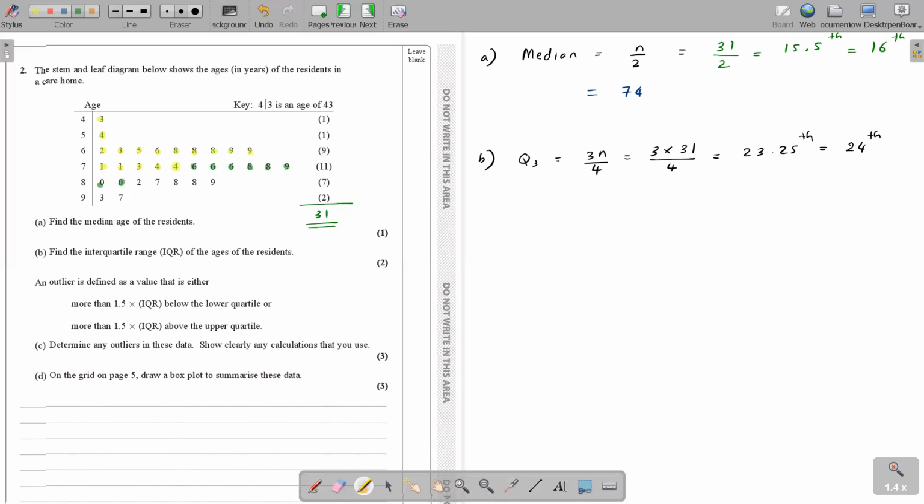So what is the figure here? It is 80, right? So Q3 is 80.